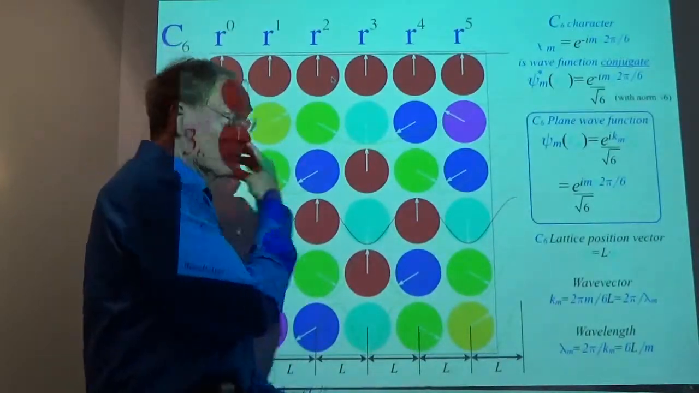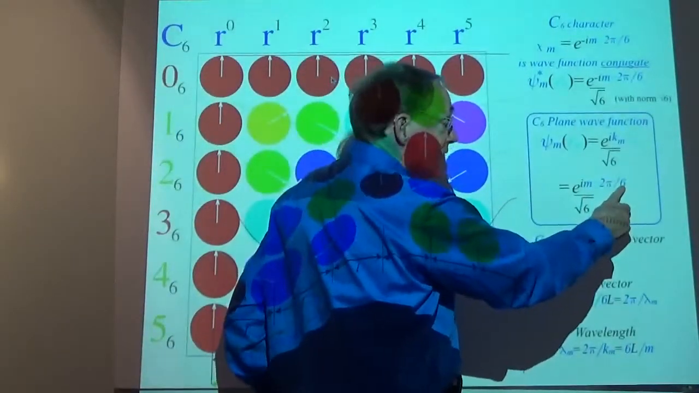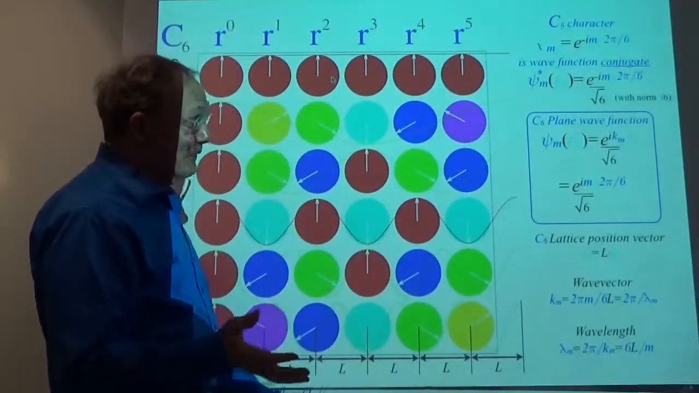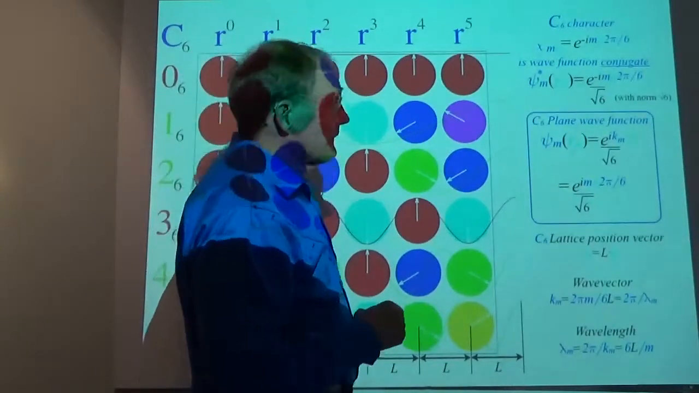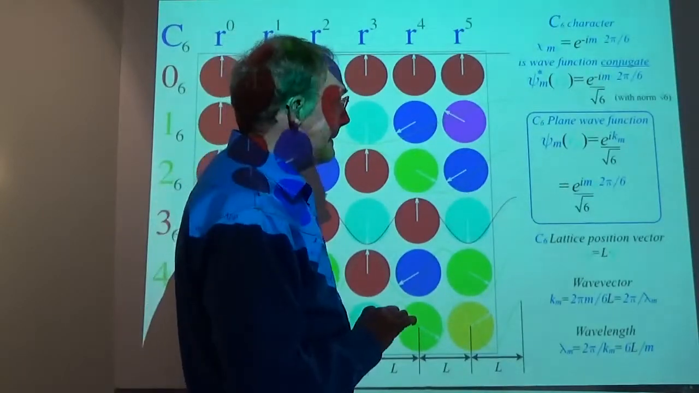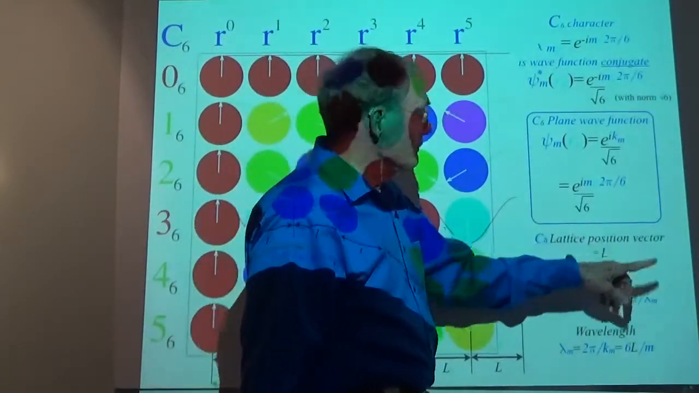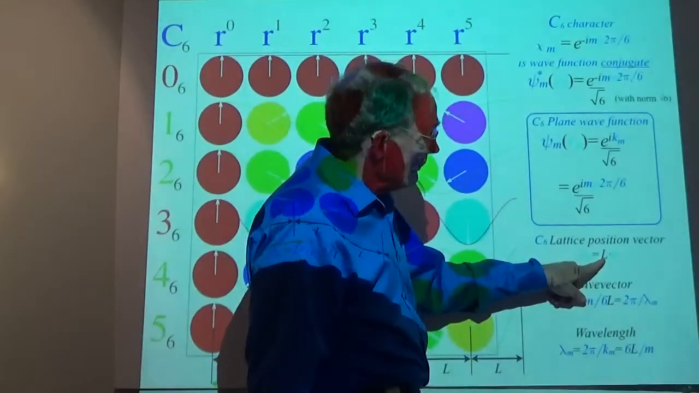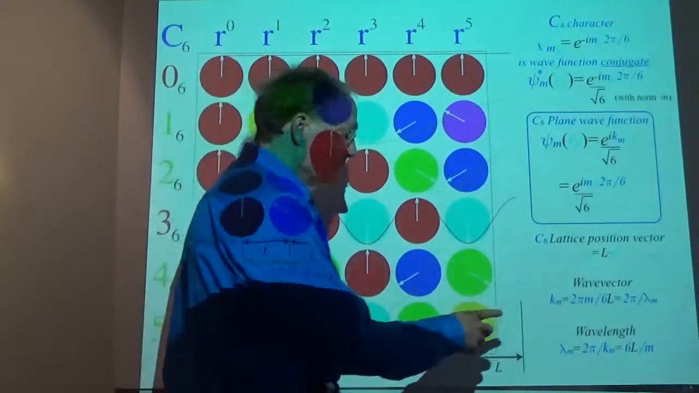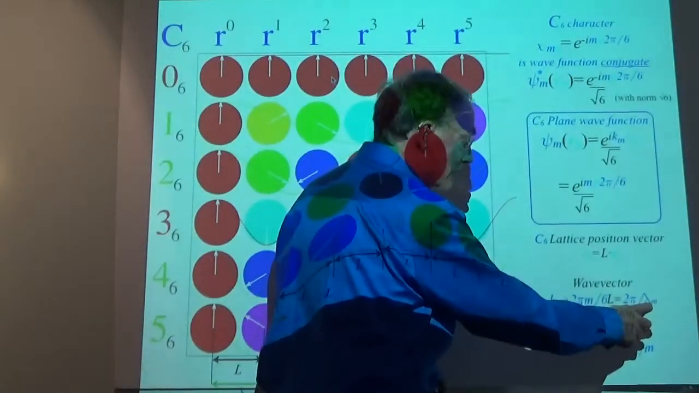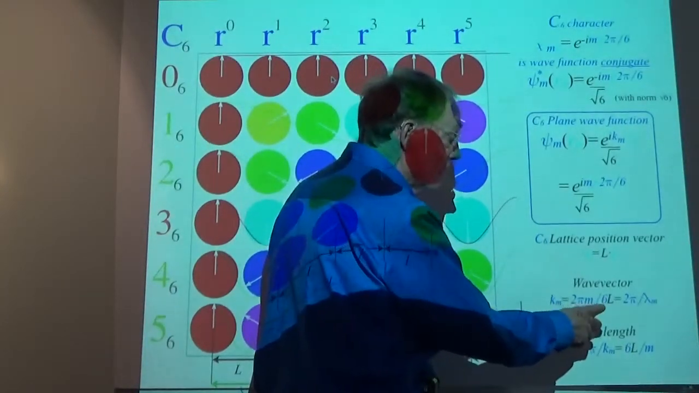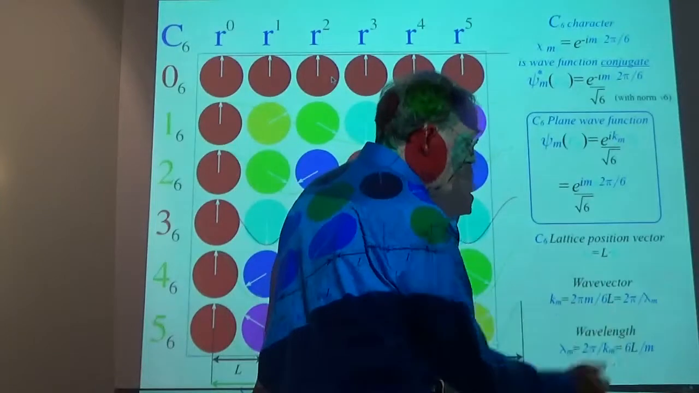complex numbers here, and if you replace this by n, it's the formula for all the cyclic groups of order n. I mean, it's one group for each n. Okay? Remember the lattice position vector Rp is equal to some lattice spacing times the integer p. And then the wave vector, 2 pi over lambda, okay? That's this thing right here, 2 pi m over 6 times L.